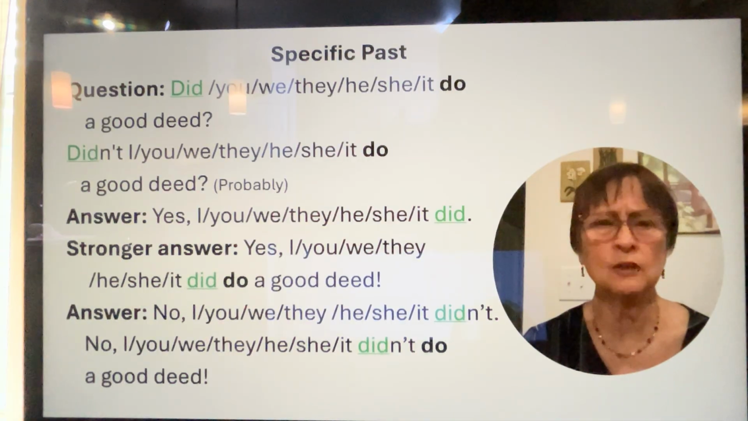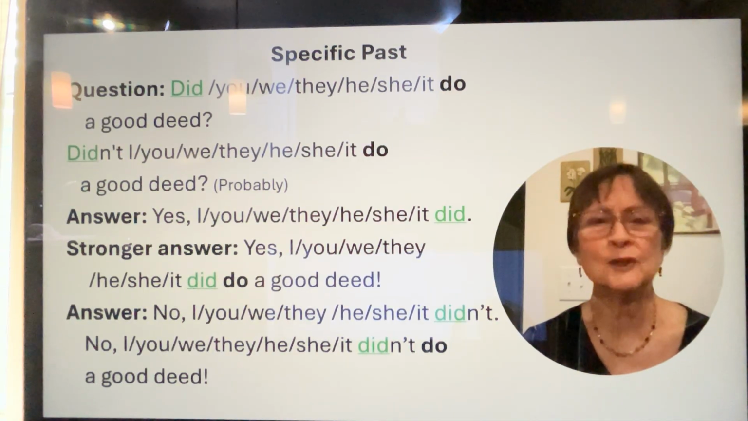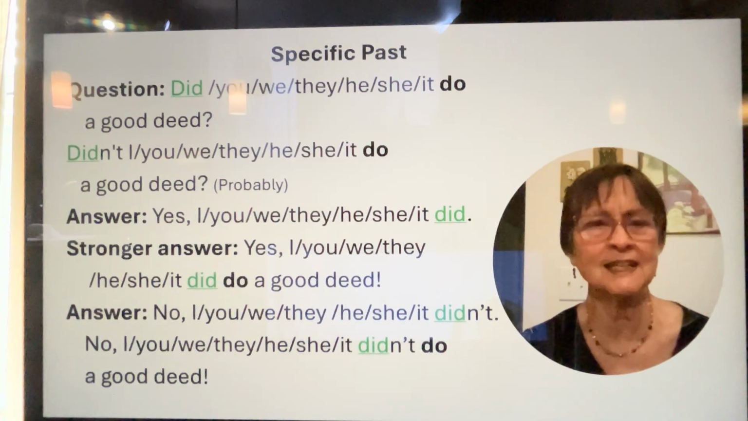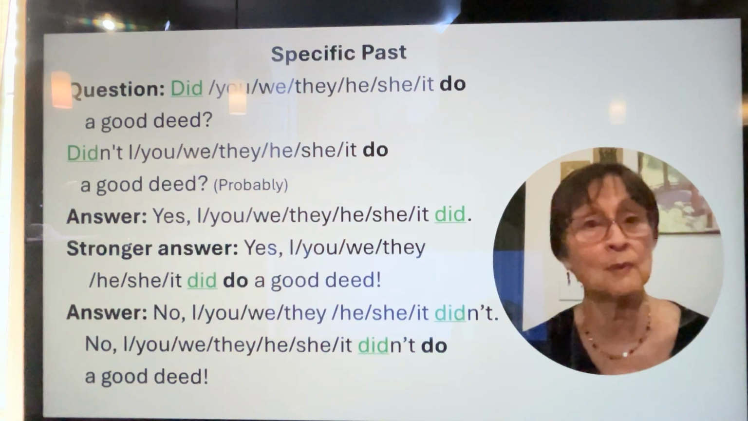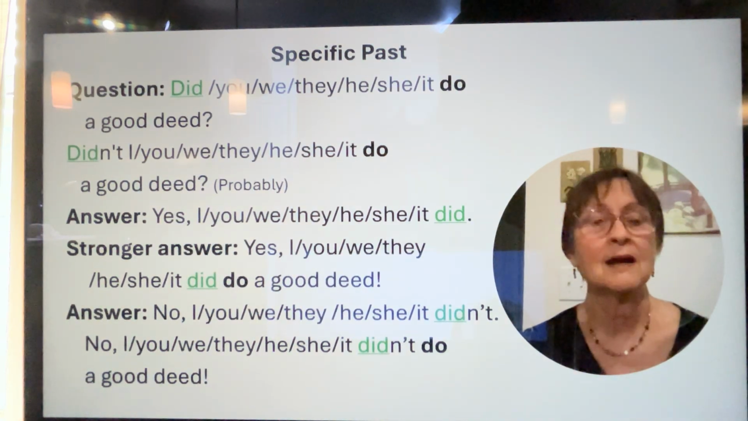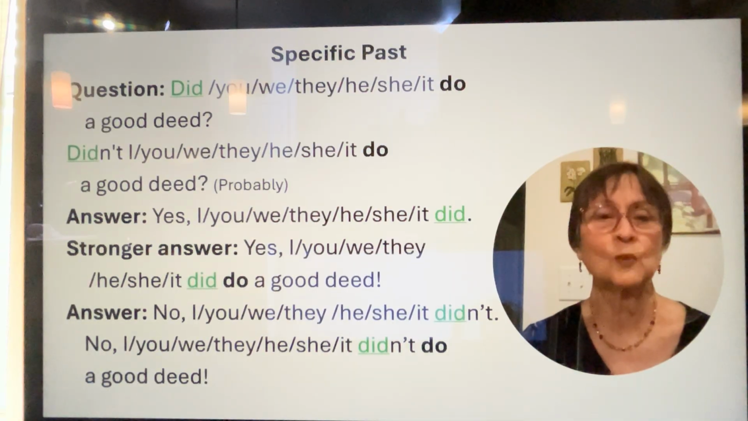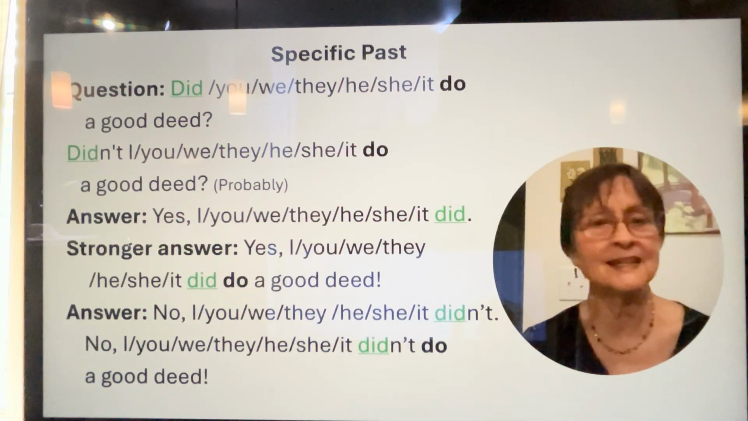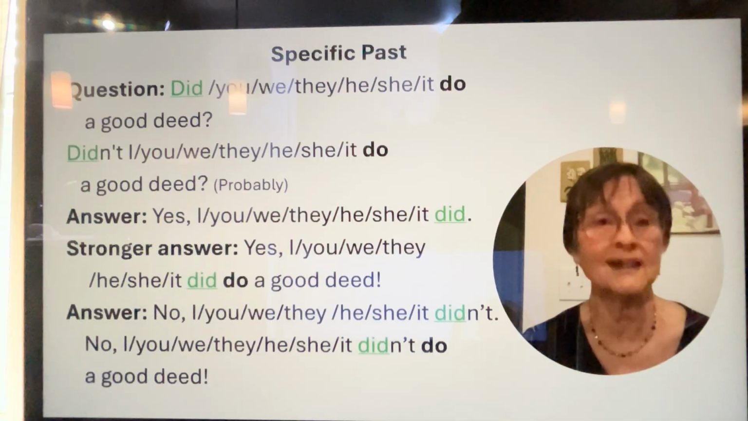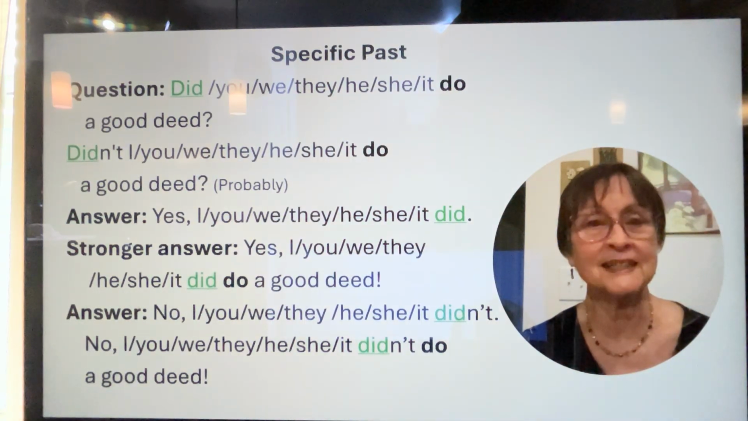Didn't you do a good deed? Didn't we do a good deed? Didn't they do a good deed? Didn't he, didn't she, didn't it do a good deed? The answer is probably yes, because I started with didn't. The answer, yes, I did. Yes, you did. Yes, we did. Yes, they did. Yes, he did. Yes, she did. Yes, it did. Stronger answer, yes, I, or you, or we, or they, or he, or she, or it did do a good deed.